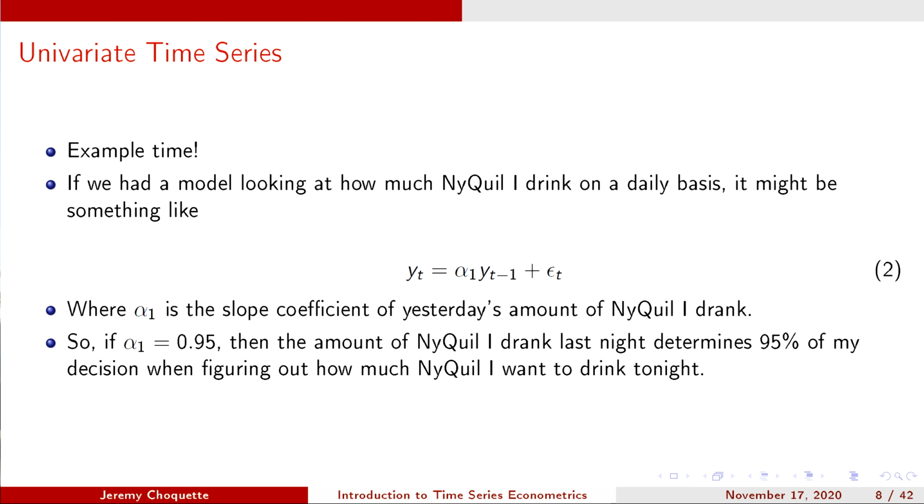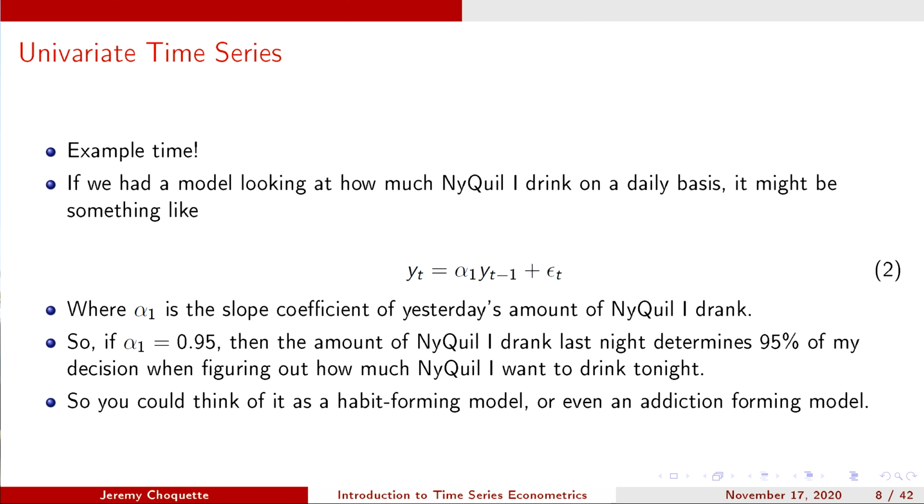And alpha 1 is assumed to be between -1 and 1 on the real number line. You don't want it to be larger than 1 or less than -1, or we can say just in magnitude, contained on the 0-1 interval. If it's larger than that, we have a problem, which we're going to get to in a second. But if, say, alpha 1 is 0.95, then the amount of NyQuil that I had last night is going to determine 95% of my decision making tonight when I figure out how much NyQuil I want to drink tonight.